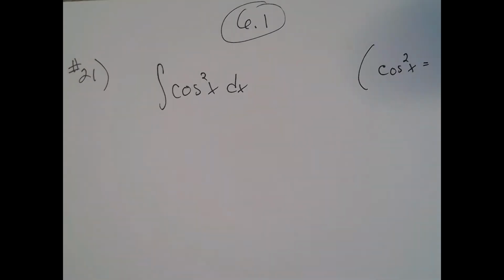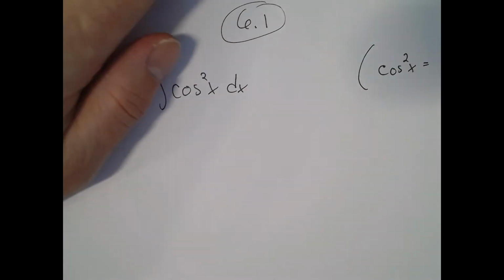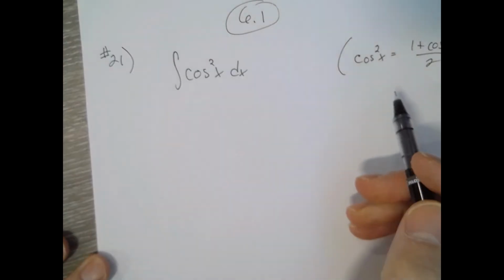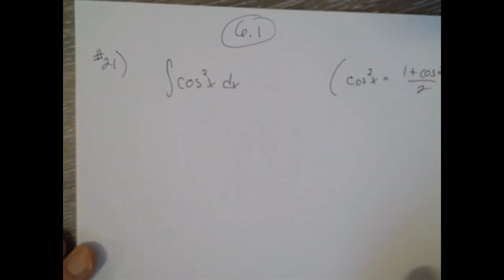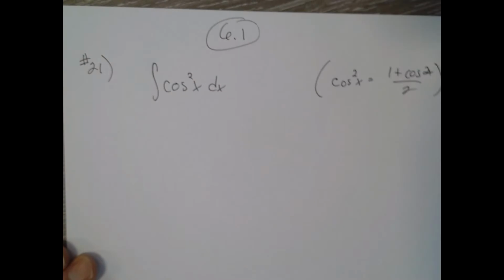Alright, 6.1, number 21. Instructions are to evaluate the integral. They were nice enough to give us a hint. So we're integrating cosine squared, and they tell us that cosine squared is this. This is called a power reduction formula. It is found on Carl.